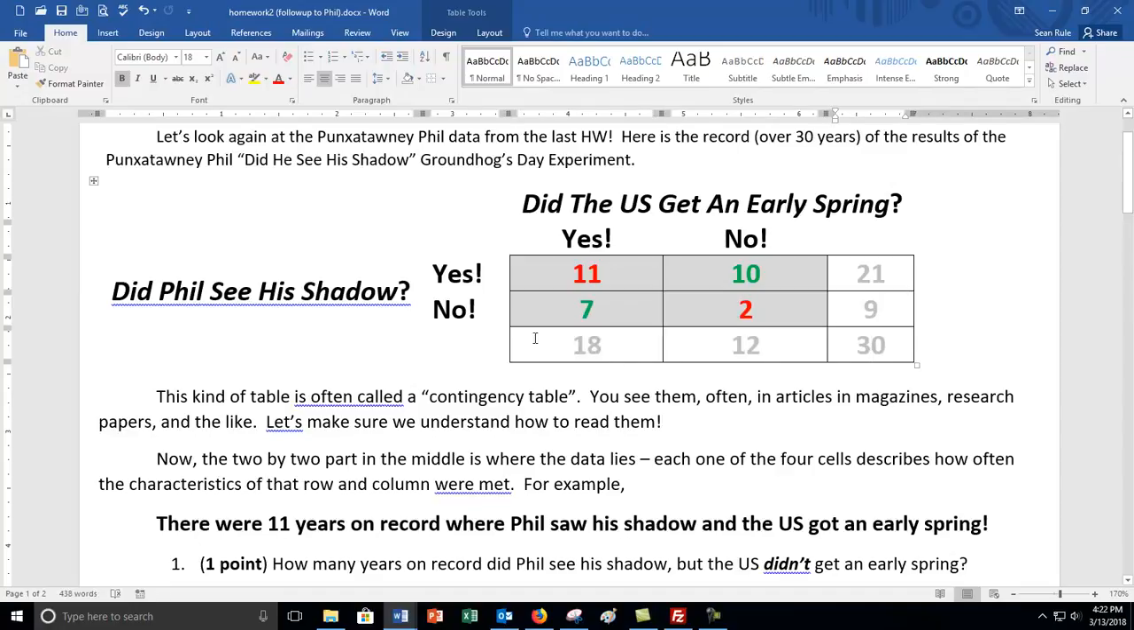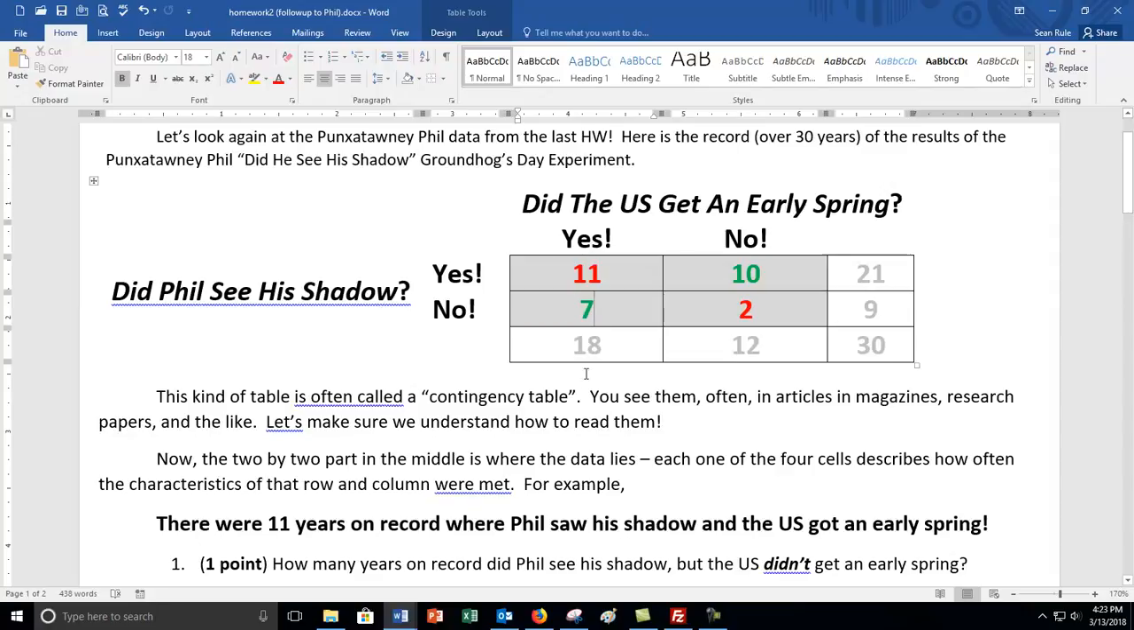Now, what are these 18 and 12s? Well, let's go up and down. So let's look at this one. 18. 11 plus 7 is 18. What are these 11s and 7s? Well, the 11 we just said was when he saw his shadow. But why is it in this column? The yes is the row. I saw my shadow, yes.